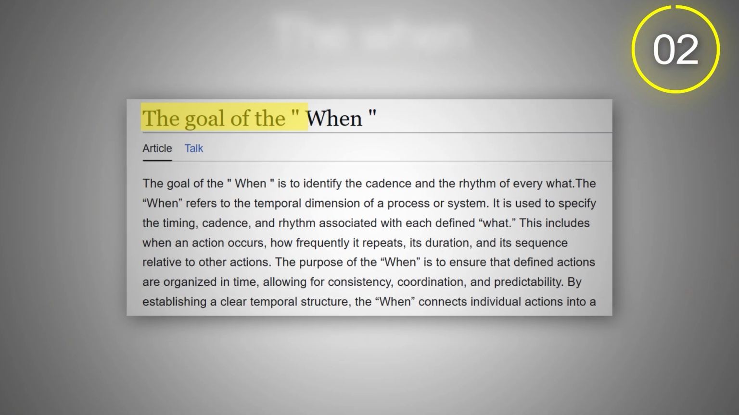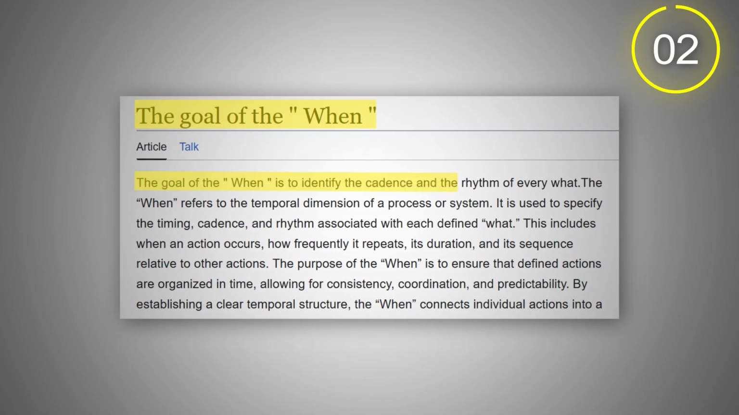The next step of the 5-step process is the when. And the goal of the when is to identify the cadence and the rhythm of every what. What does that mean? Now that you understand every task that you have to do in your company, you have to estimate a time for how long it takes to do them. And basically, this is where you plan your resources.